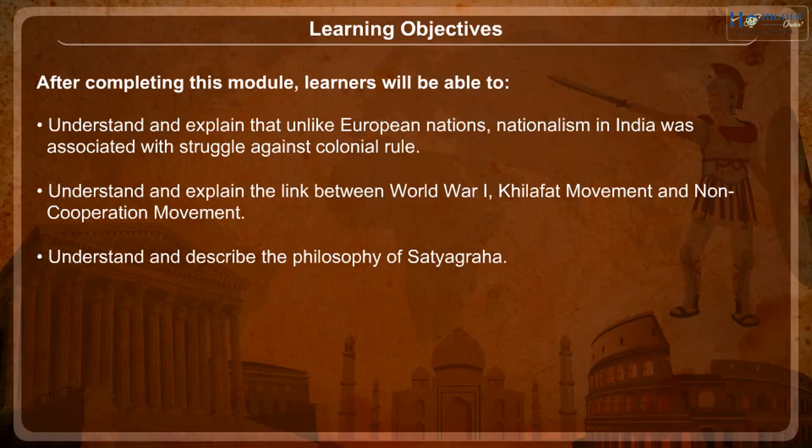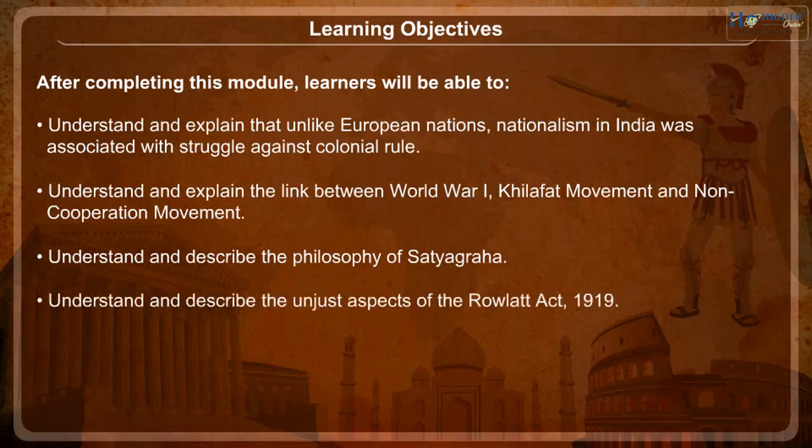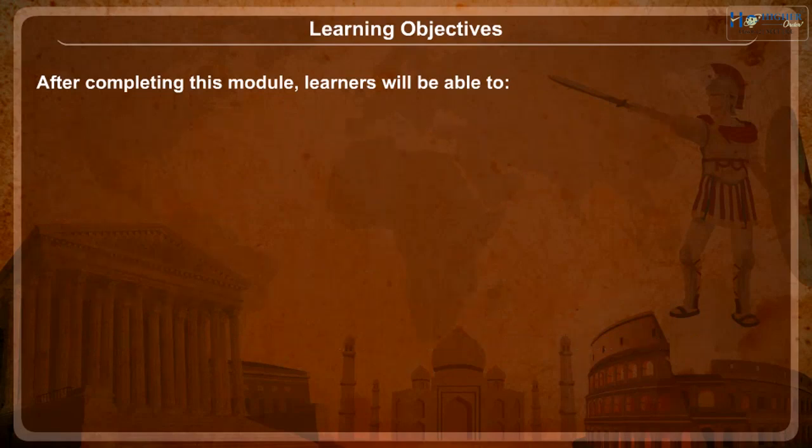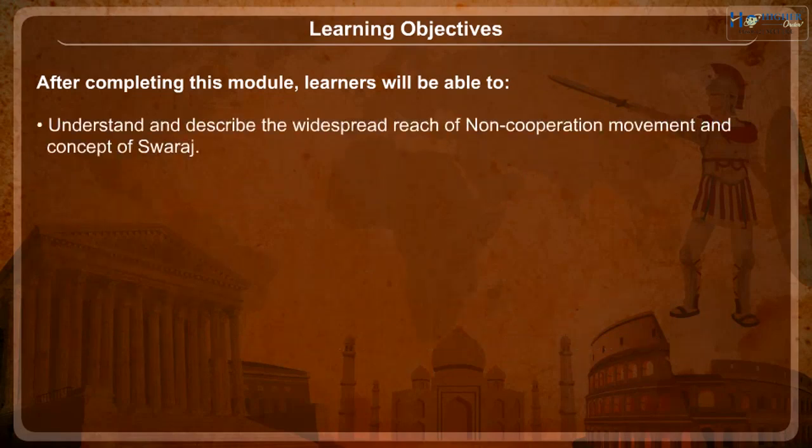Understand and describe the philosophy of Satyagraha. Understand and describe the unjust aspects of the Rowlatt Act 1919. Understand and analyze the different strands in the non-cooperation movement. Understand and describe the widespread reach of non-cooperation movement and concept of Swaraj.